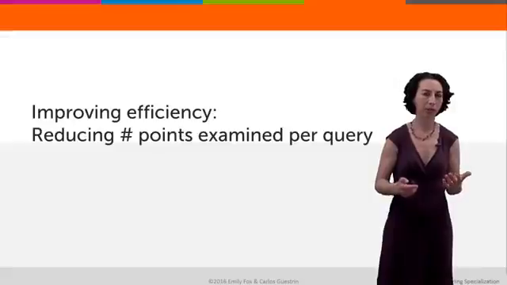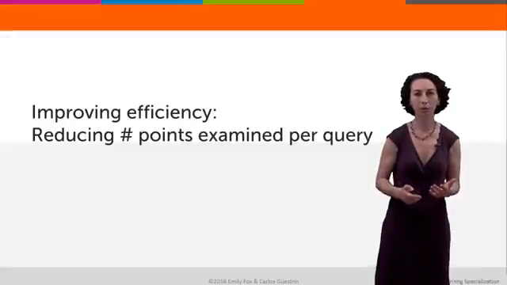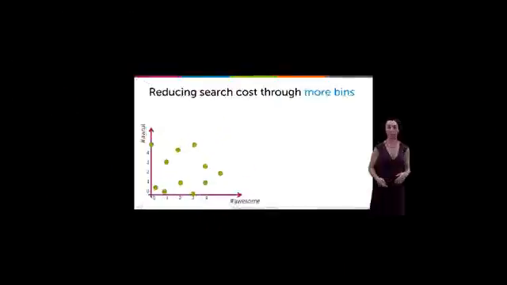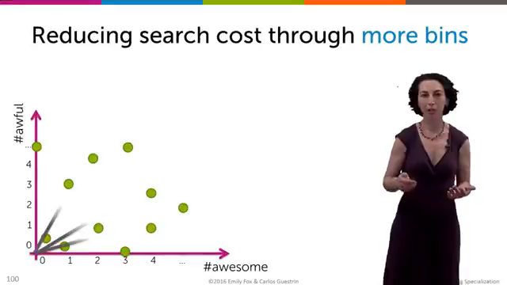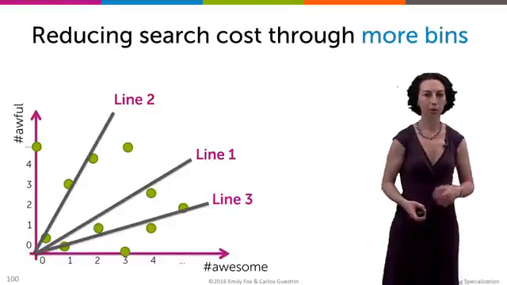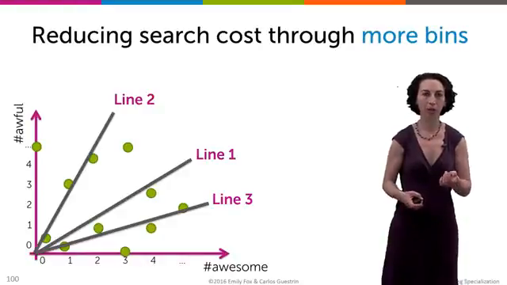To state this more formally, let's think about how we can reduce the number of points we have to examine for every query made. Naturally, we can think about doing this by just throwing down more lines, which creates more partitions and fewer points per partition. So then when we go to do our query of a given point, we just need to search over a smaller set of points to return an approximate nearest neighbor.